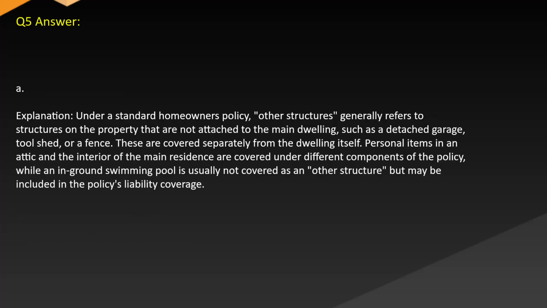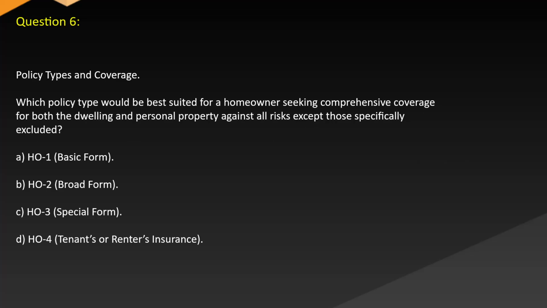Answer A. Explanation. Under a standard homeowners policy, other structures generally refers to structures on the property that are not attached to the main dwelling, such as a detached garage, tool shed, or a fence. These are covered separately from the dwelling itself. Personal items in an attic and the interior of the main residence are covered under different components of the policy, while an in-ground swimming pool is usually not covered as an other structure but may be included in the policy's liability coverage.